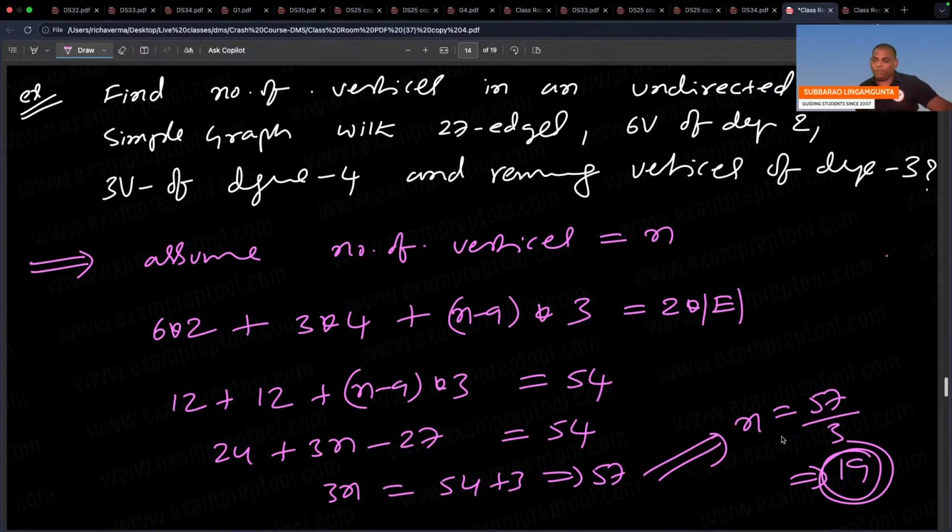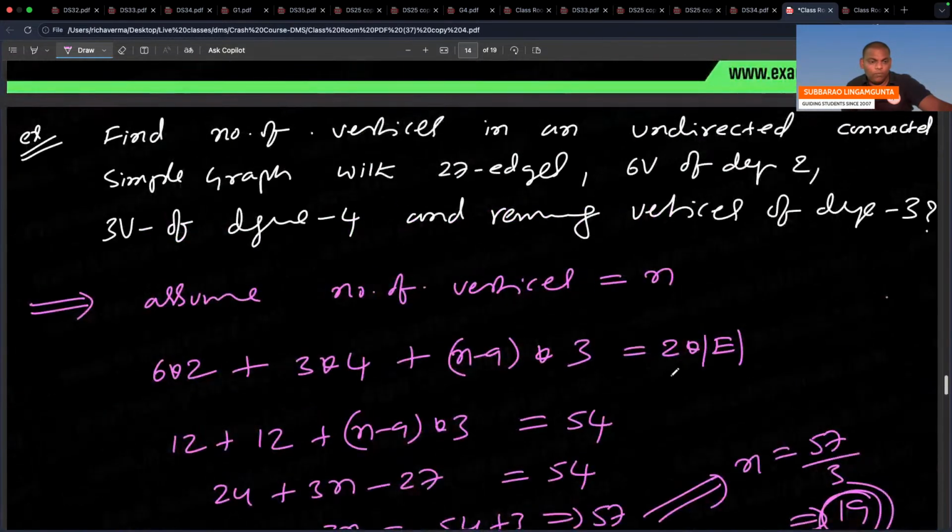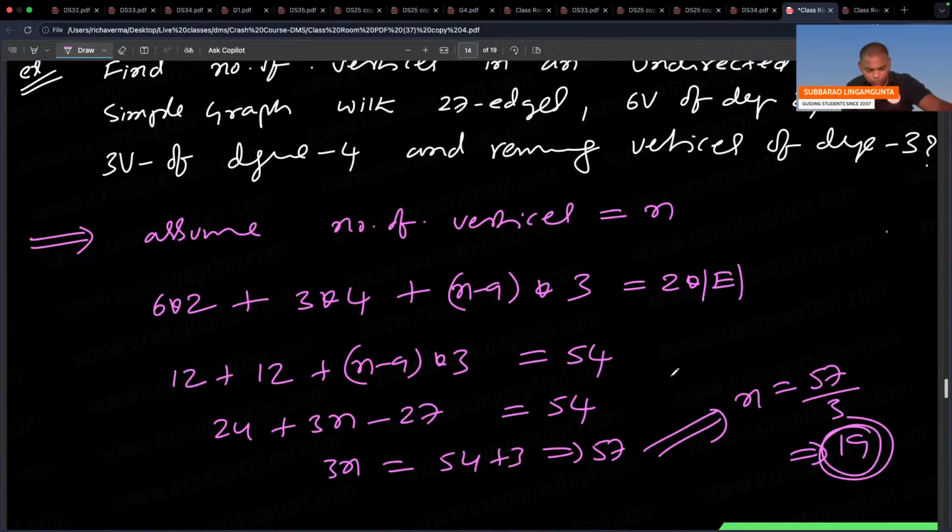Can you verify? Find the number of vertices in an undirected connected simple graph with 27 edges, 6 vertices of degree 2, 3 vertices of degree 4, and remaining vertices of degree 3. Do you have any objection? Let me know if you have any objection. I think this is also done.